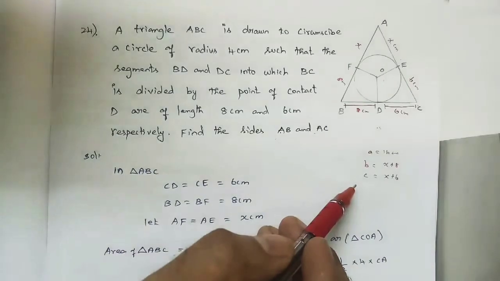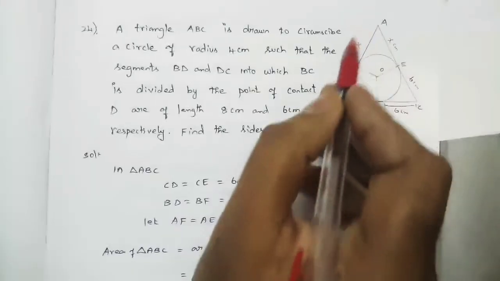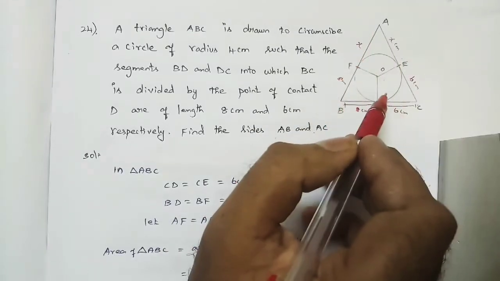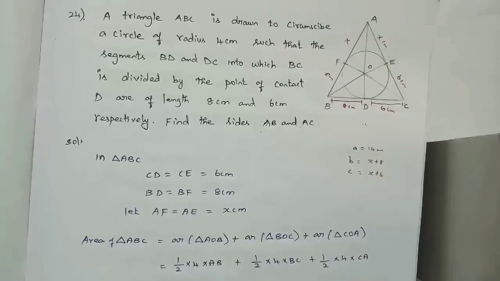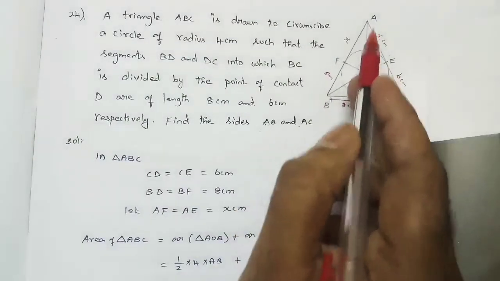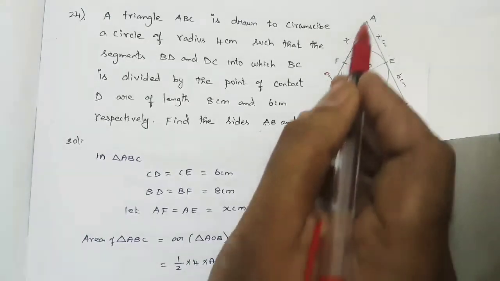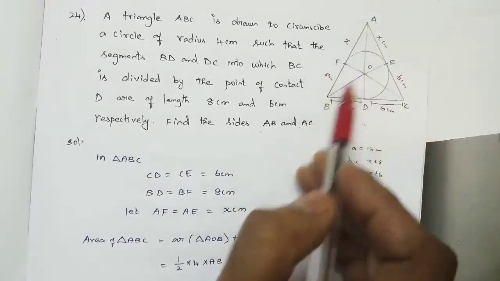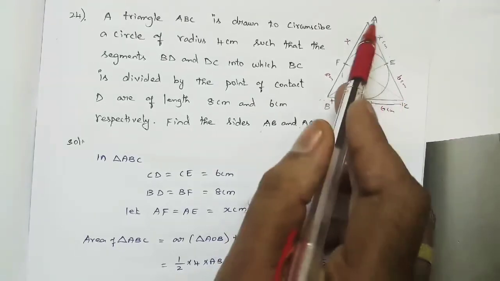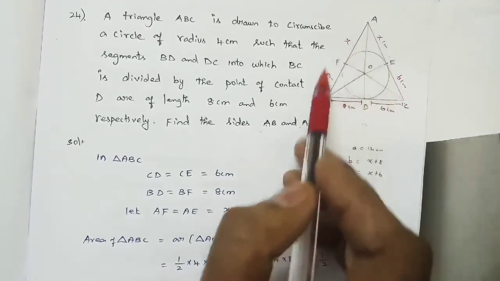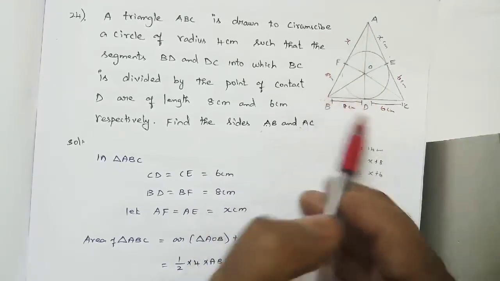And one more formula, by using the area of triangle, right? I'm going to split this triangle ABC into three triangles. AOB is the name of one triangle, and BOC is the second triangle, and COA the third triangle, right? The sum of the areas of the three triangles is nothing but the area of triangle ABC.